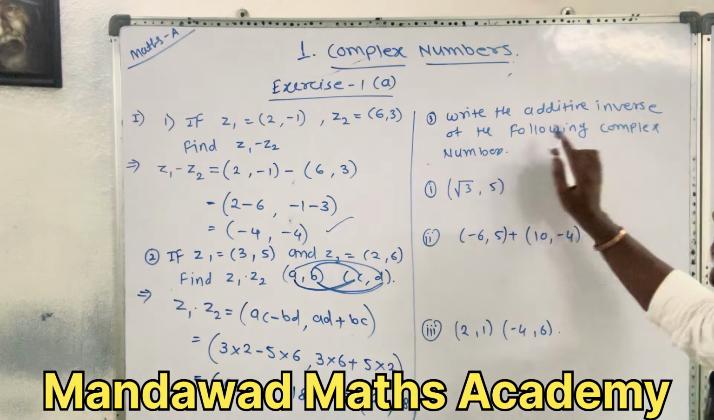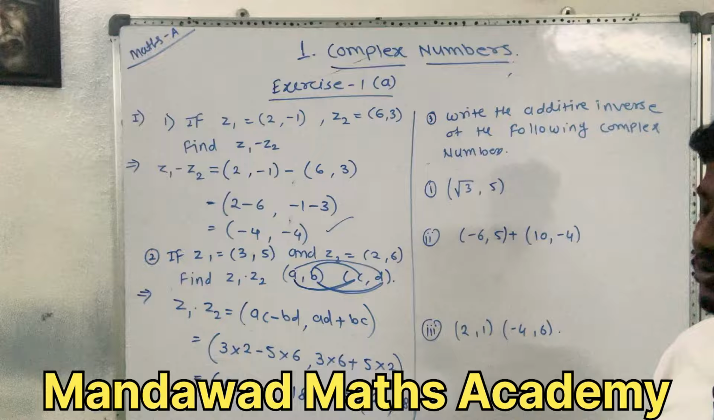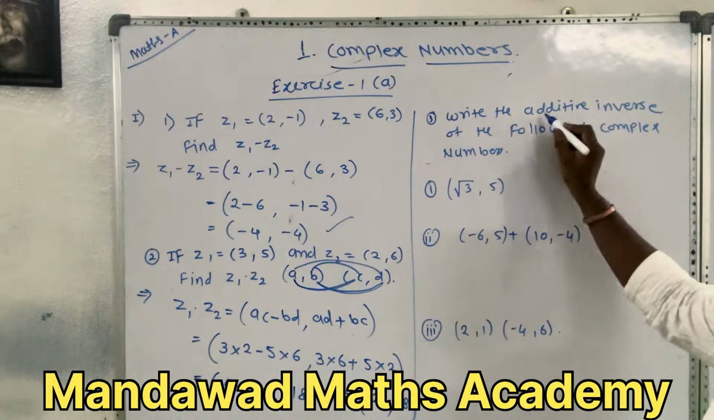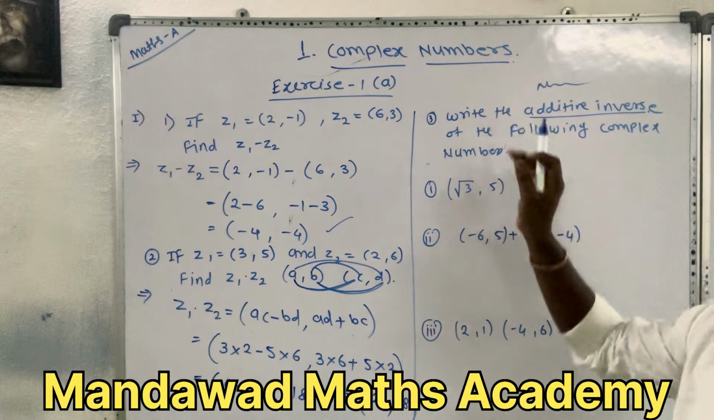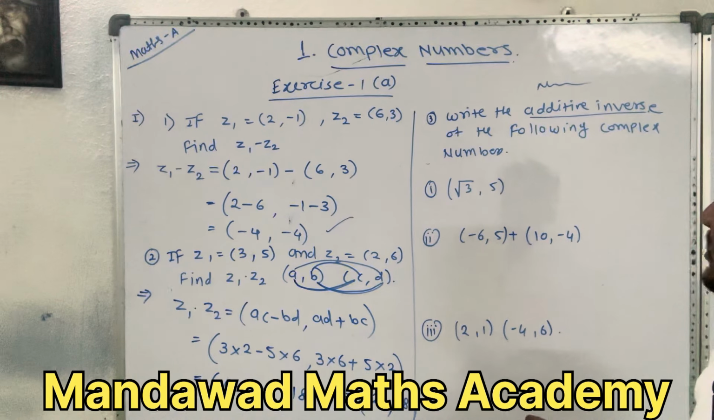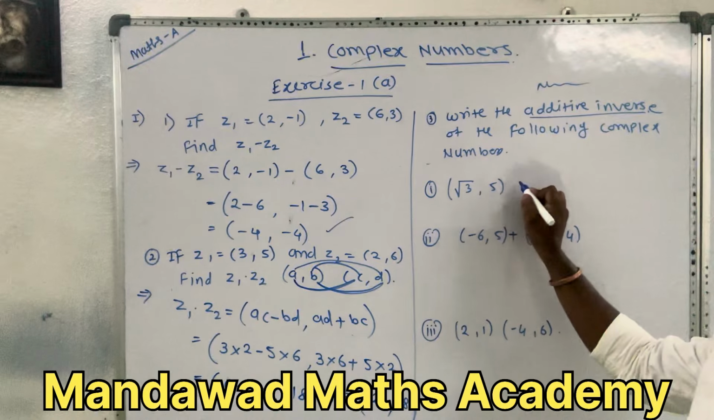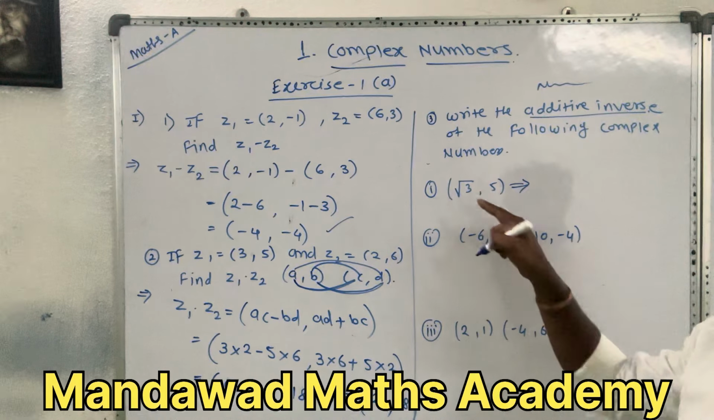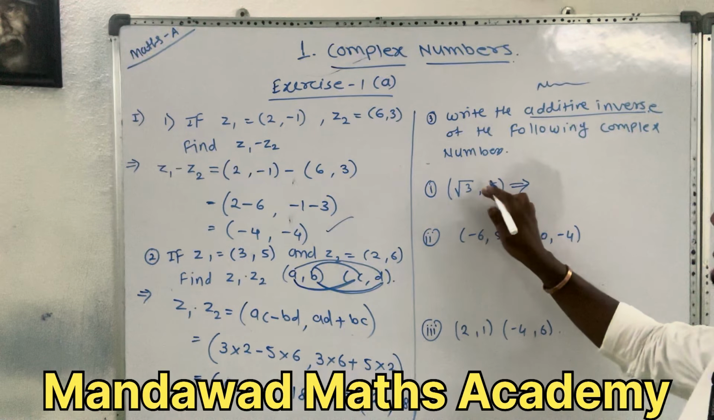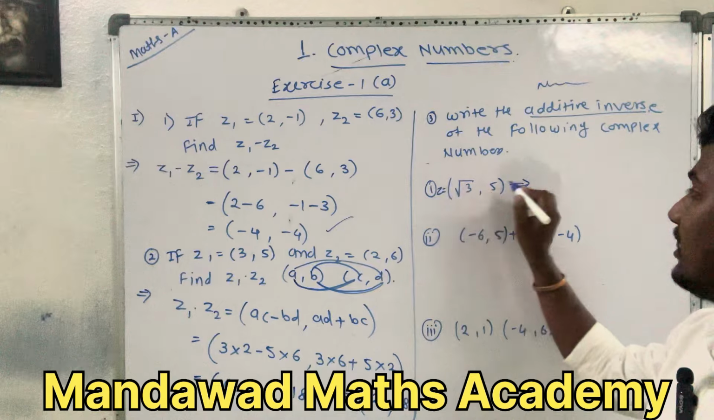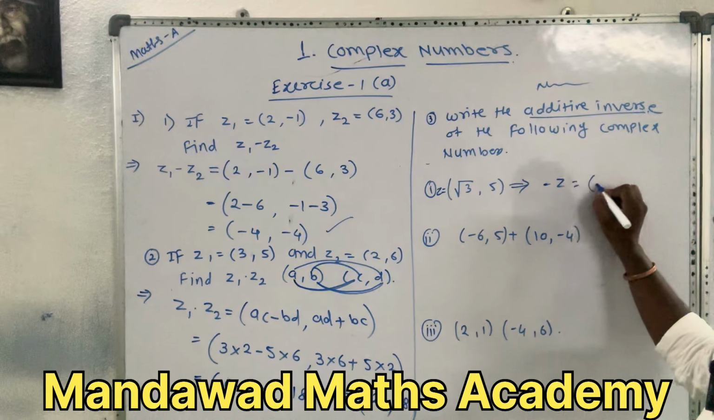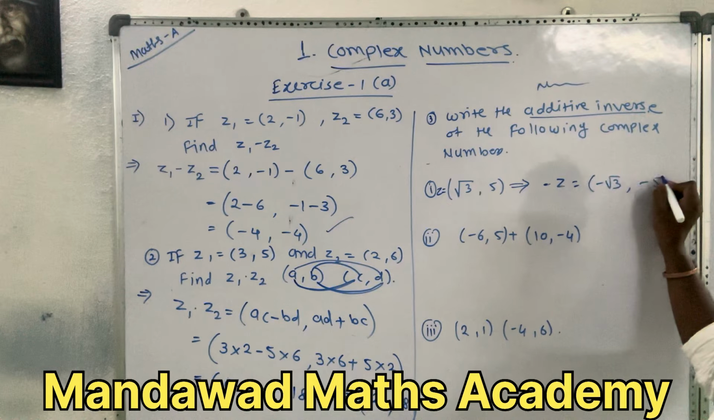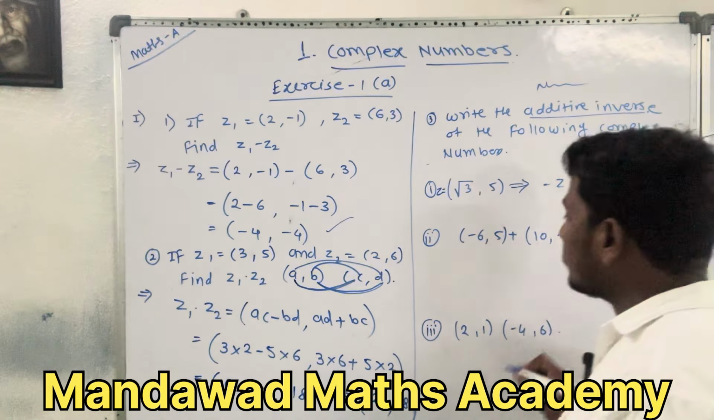Write the additive inverse of the following complex numbers. Next question. The additive inverse is nothing but the negative of a complex number. The additive inverse of a complex number z is defined as minus z. So the additive inverse of this is (minus root 3, minus 5). So this is the answer.